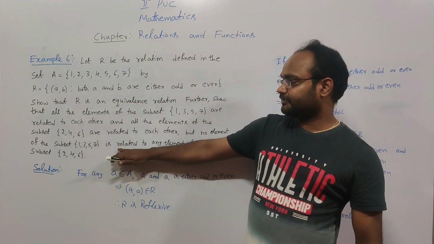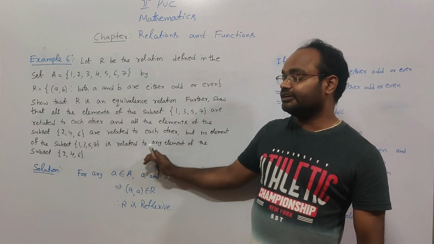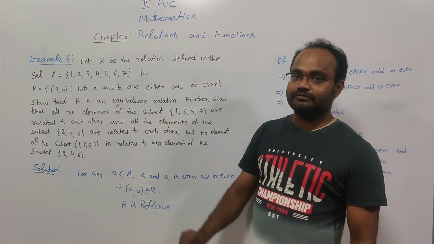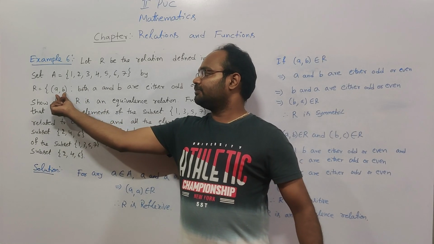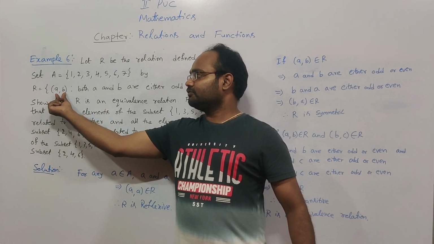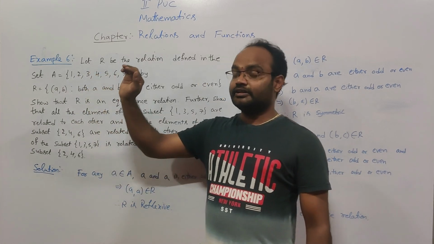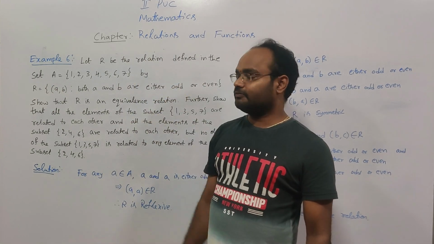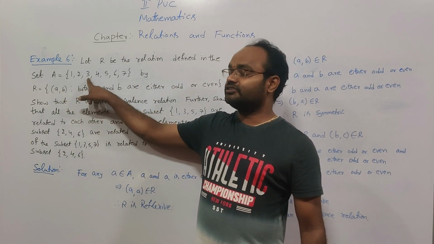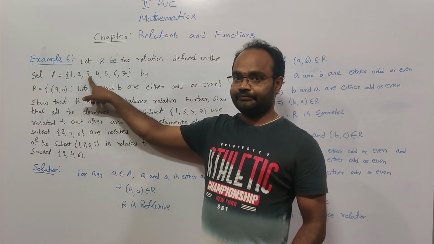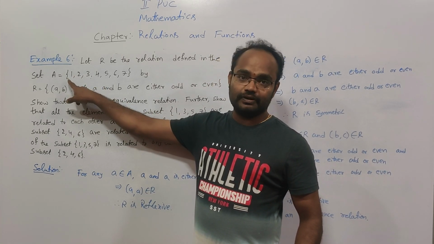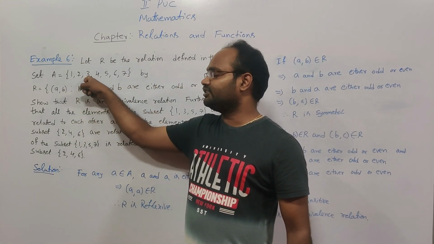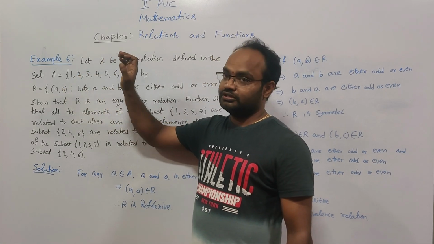So first let us prove it is an equivalence relation. Before proving it, let us understand what the relation is. If you consider an ordered pair, both elements must be either even or odd. For example, I can consider 1 and 3 because both are odd, but I can't consider 1 and 2 because 1 is odd and 2 is even. That is the meaning of the relation.